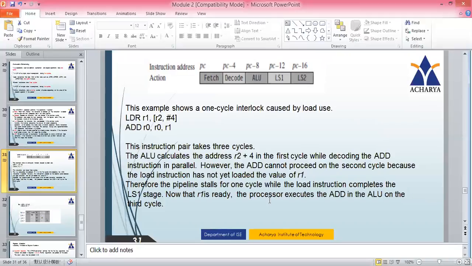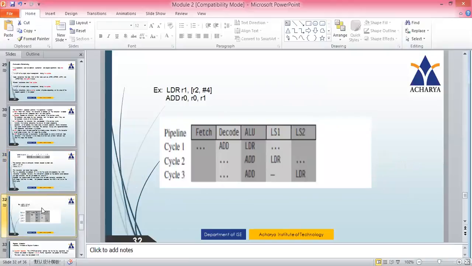It goes to the wait state for 1 cycle, while the load instruction completes the LS1 stage. Once R1 is ready, the processor executes the add in the ALU on the third cycle. Only after that, the add instruction is executed. So this is how the pipelining concept works.